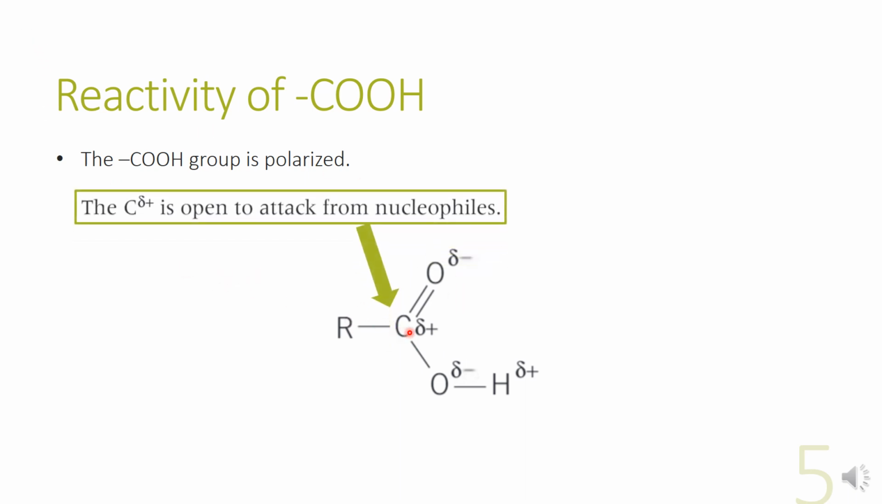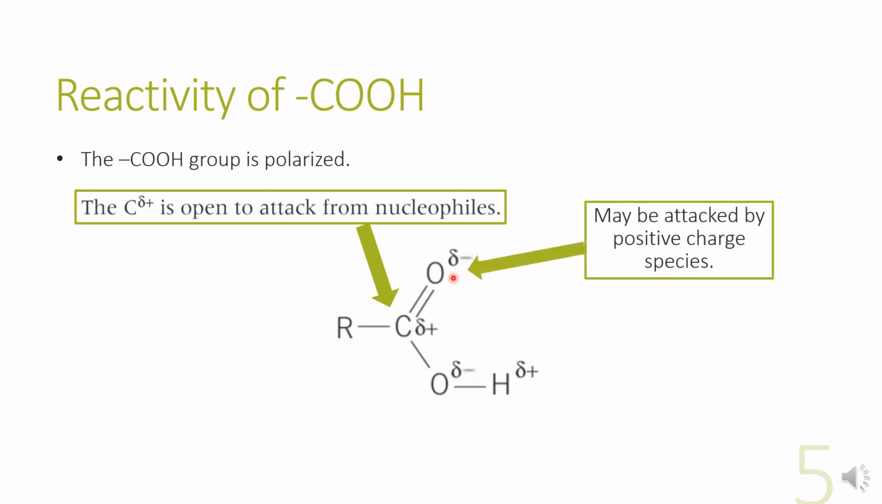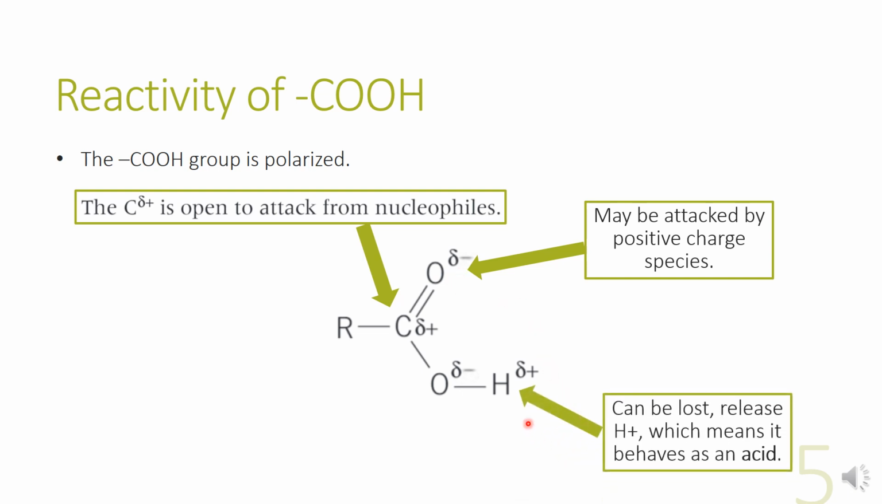So this partially positive carbon center is vulnerable to being attacked by nucleophiles. On the other side, this oxygen, which bears the partially negative charge, is also prone to being attacked by positively charged species. And the hydrogen, in this case, is easily released as a hydrogen ion, which means that this compound can behave as an acid because it can produce H plus ions.